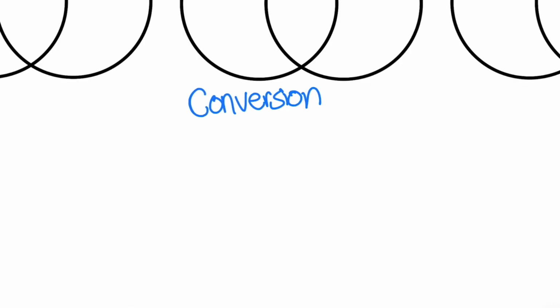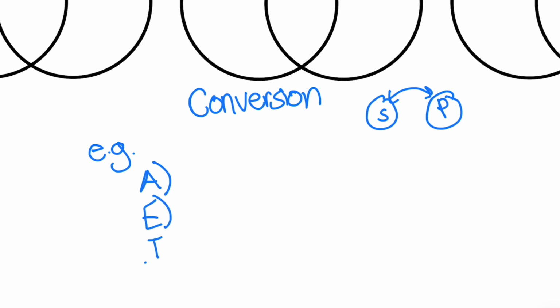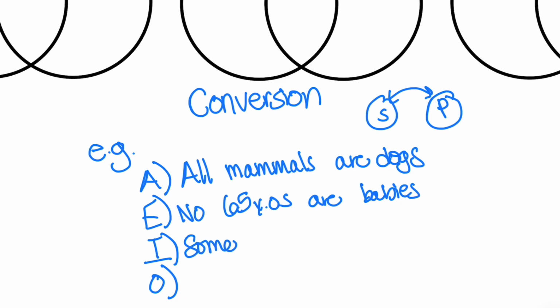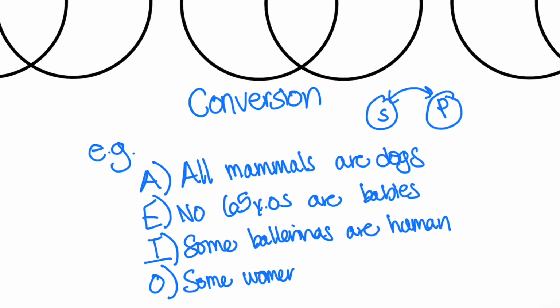So what is conversion? Conversion might be the simplest operation because all it does is switch the subject with the predicate. So the corresponding A claim, if we do a conversion on the original A claim, is going to flip the subject and predicate, saying all mammals are dogs. The corresponding E claim flips the subject and predicate of our example E claim: no 65-year-olds are babies. The I claim: some ballerinas are humans, and the O claim: some women are not human. So we're flipping the subject and predicate.